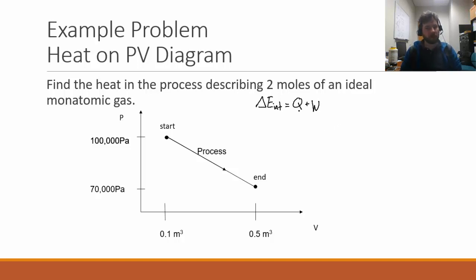So if we want to find the heat, what we need to do is find the internal energy change and subtract out the work. So now what we have is three steps. Step 1, find the work. Step 2, find the change in the internal energy. Step 3, let's combine them together. So let's go through that. First, let's find the work.